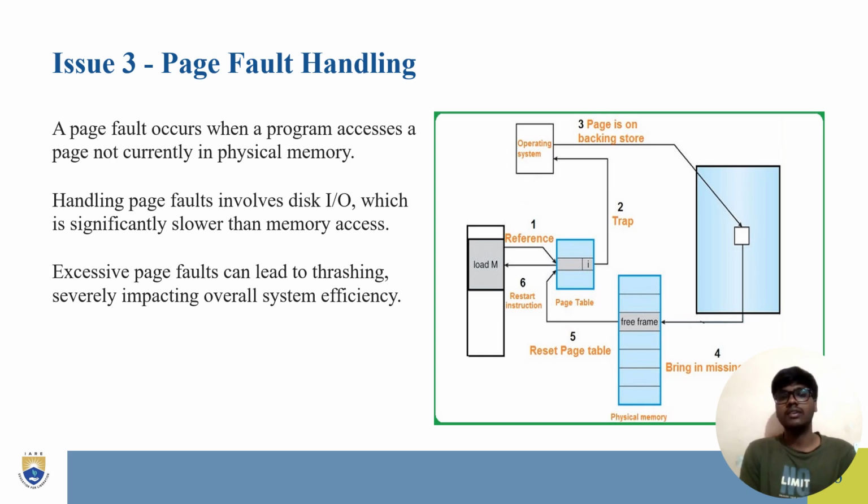Here we can see there is an operating system where the page is on the backing store, and there is also a page table and a load instruction. Here we have a reference and the restart instruction and a page table. Reset the page table, where you can get a free frame. Bring in the missing page. Here we have the physical memory.